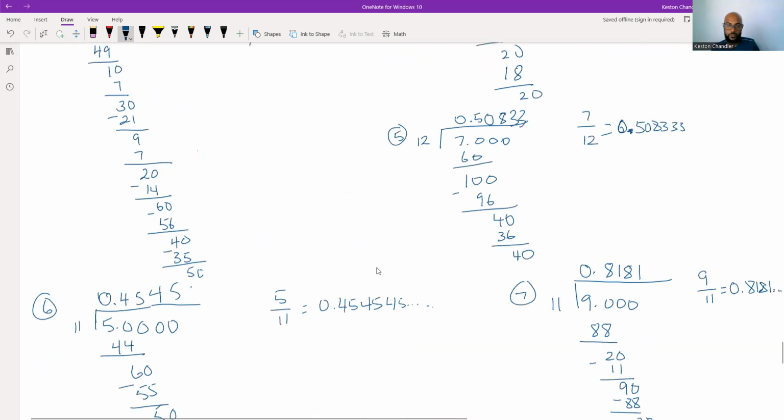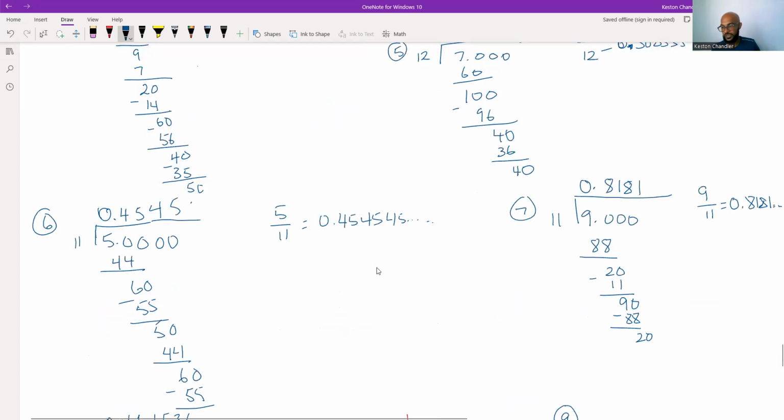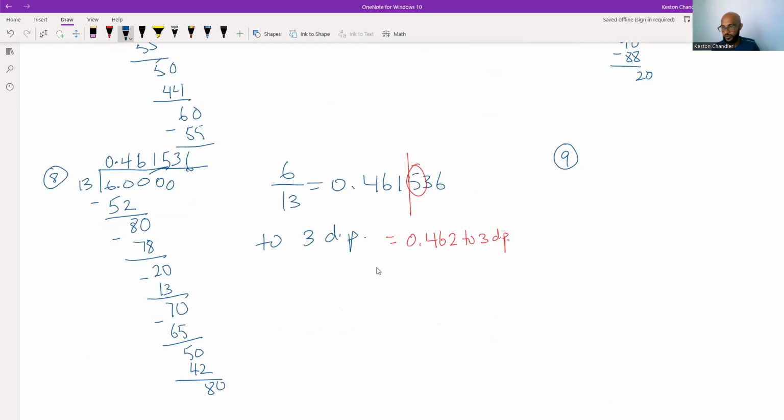Last 2, and then we wrap up. 1/5 as a decimal, you also did 1/5 before. That's an easy one. That would be 0.2. Last one for a close off.